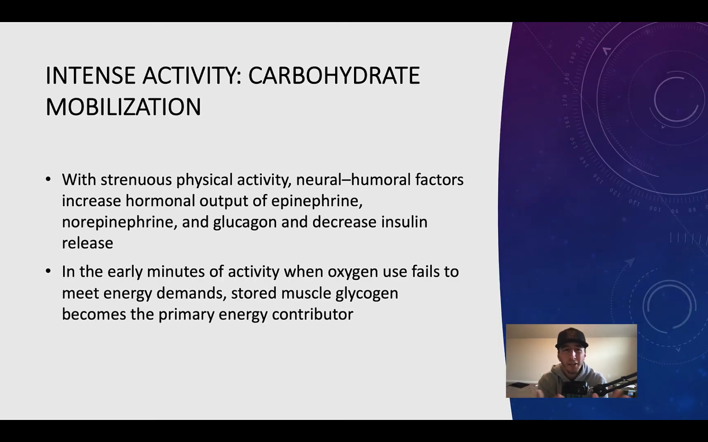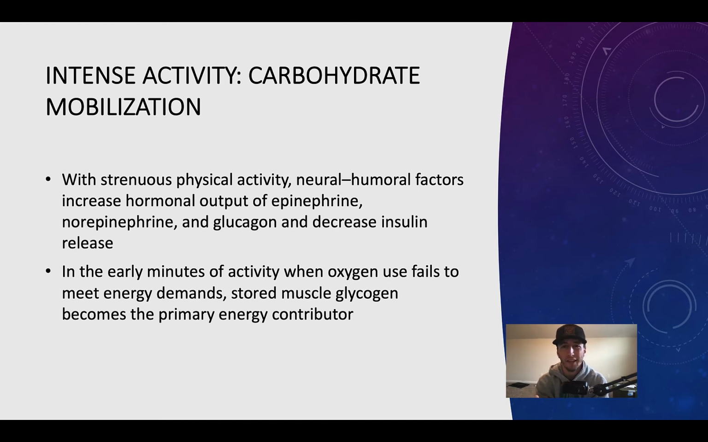What is it that's going to be driving this? Well, it could be a couple of different things. It could be neural, right? It could be humoral factors, so these hormones that are being released. I don't need you guys right now to know that because it's a nutrition class. It's not a phys class.